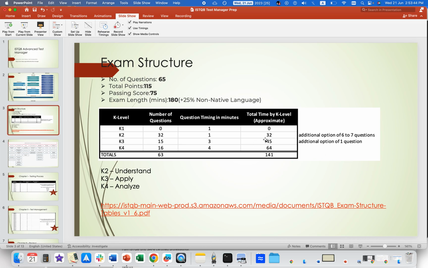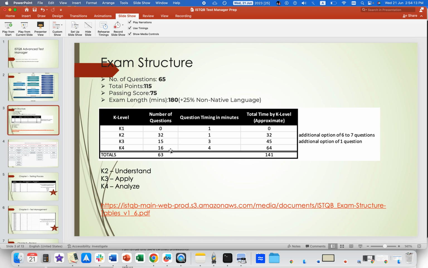And based on this structure, there are a total of 140 minutes that you might be spending for these 63 questions, and this is a rough estimate. For K2 they say 1 minute, for K3 roughly 3 minutes, and K4 is 4 minutes. Sometimes if the question is too long, you may be spending a little bit more on that question, and for the other questions you may be spending a little bit less. So this is just an estimate. So you know that now for K2 there are 32, K3 15, and K4 16.